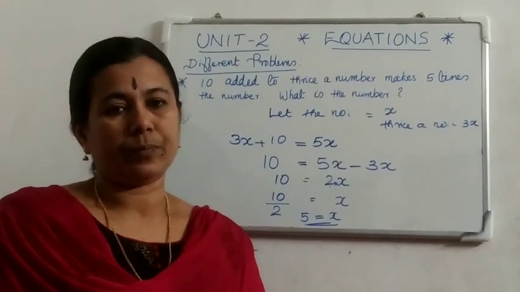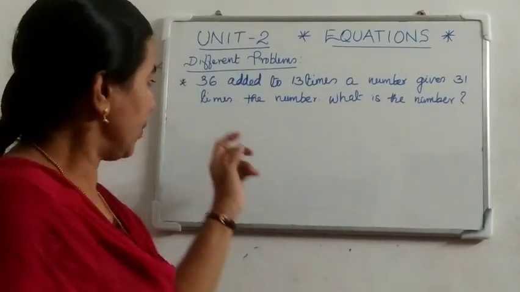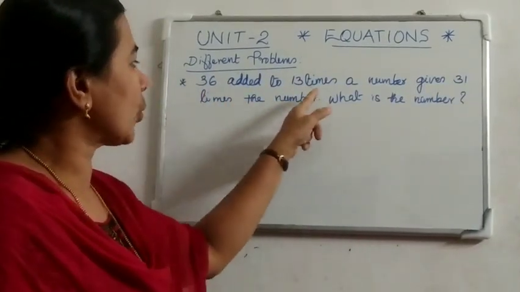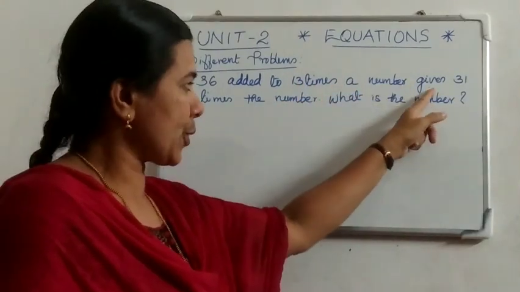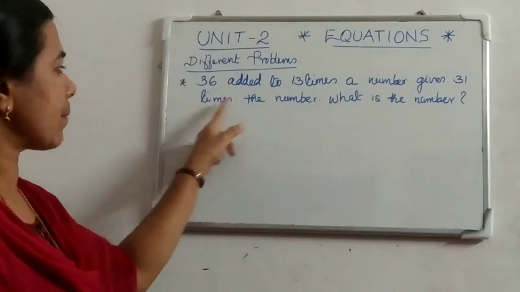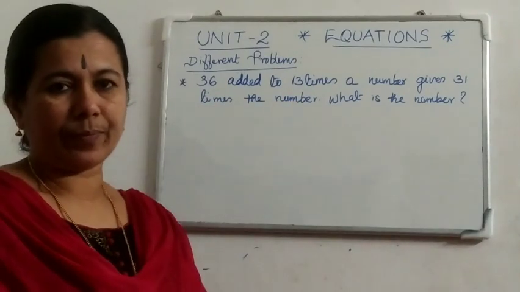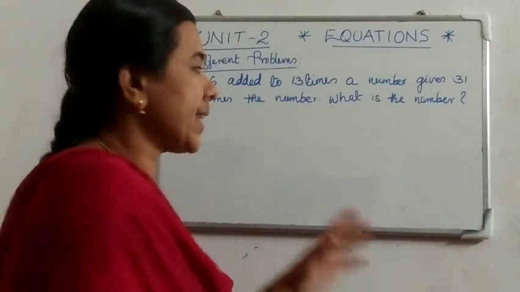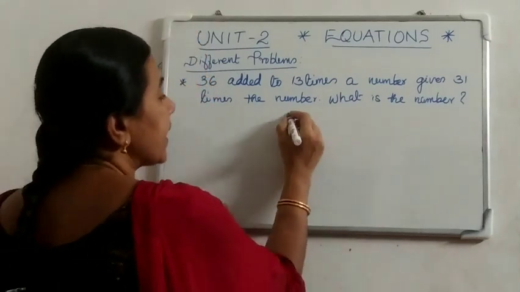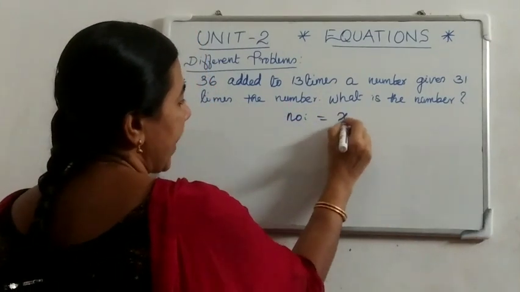Okay, next problem. 36 added to 13 times a number gives 31 times the number. Similar problem. What is the number? So at once we can take the number as x. Let the number be equal to x.